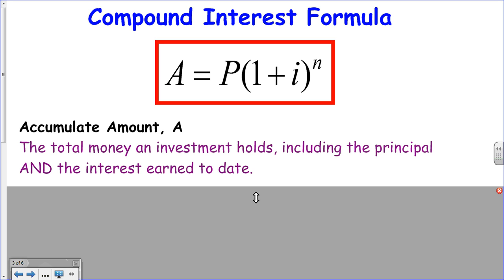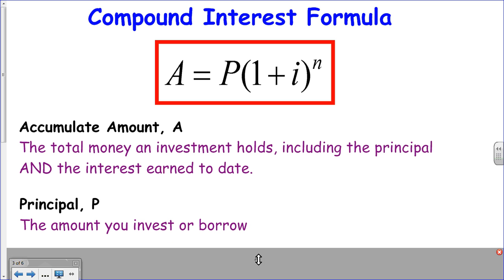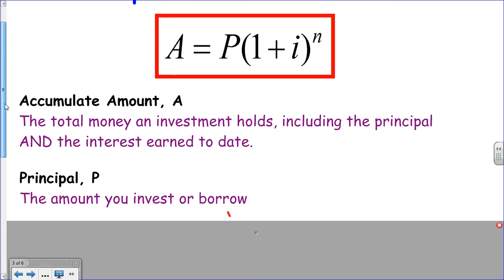Here's what the letters mean. A is still the accumulated amount. That's the total principal and interest. Principal, P, is still the amount that you invested in the beginning.